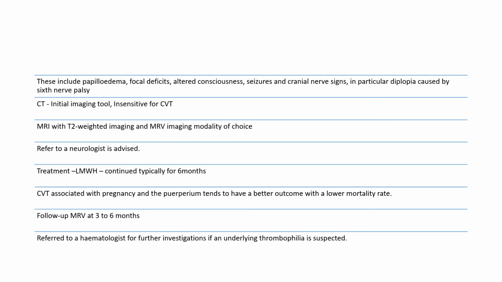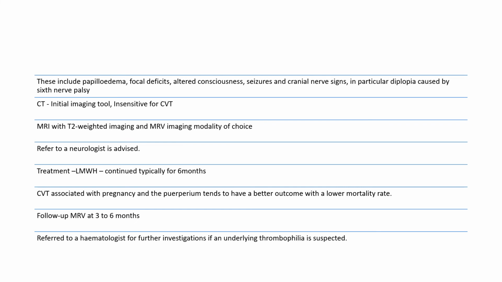CT would be the first line if a patient presents with severe headache, but it's insensitive for cerebral venous thrombosis, and if you're suspecting that, then MRI is the modality of choice. So it's MRI with T2 weighted imaging and MRV, which is magnetic resonance venography. Refer to neurologists for advice.